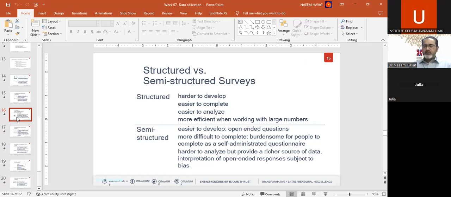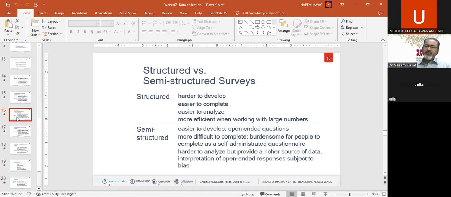Open-ended questions are more than the closed-ended questions we have in the structured survey. It's more difficult to complete because the respondent needs to reply in a detailed fashion, or maybe they need to write, or maybe they need to narrate. So that's why it's more difficult to complete than the structured survey. It is a burden for people to complete as a self-help questionnaire and harder to analyze, but provides a rich source of data.